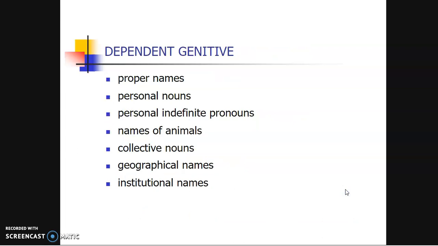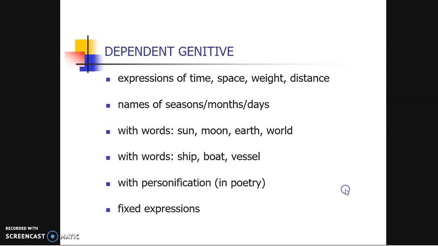Dependent genitive: proper names, personal nouns, personal indefinite pronouns, names of animals, collective nouns, geographical names, institutional names. Dependent genitive also covers expressions of time, space, weight and distance: names of seasons, months, days, with the words sun, moon, earth, world, with the words ship, boat, vessel, with personification.